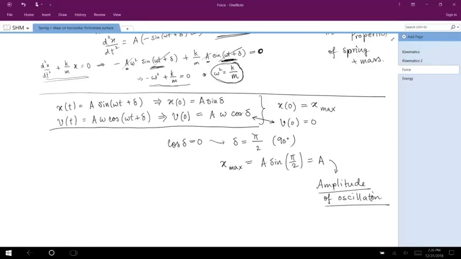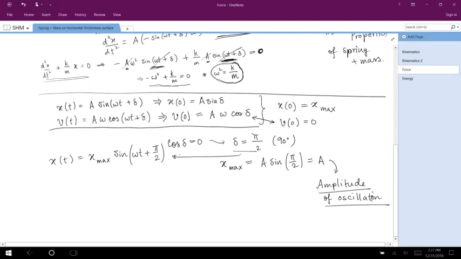We now have found the full time dependent position expression. x of t is equal to x max times sine of omega t plus pi over 2. And I got this because I used the fact that delta equals pi over 2. I put it back into my position expression.